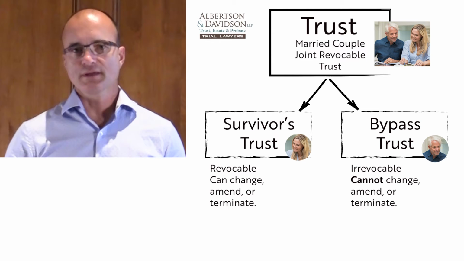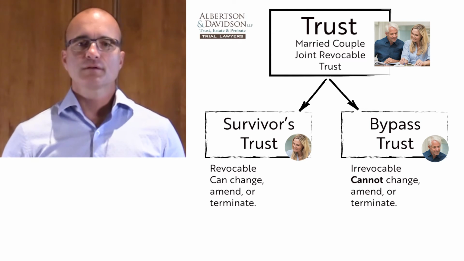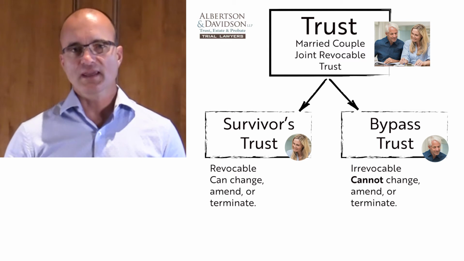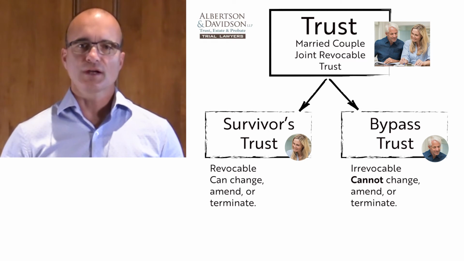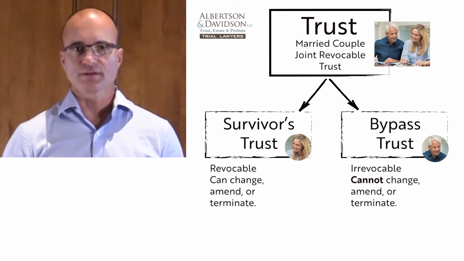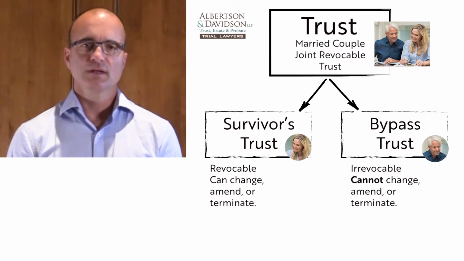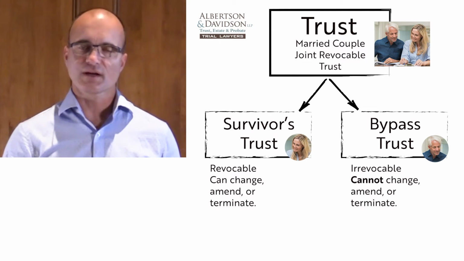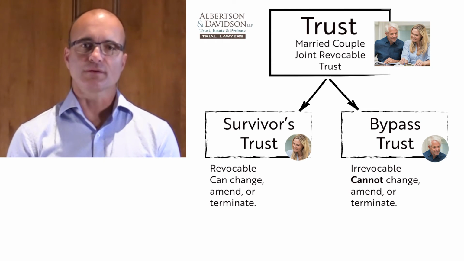They can receive income and principal distributions to the extent that they need it for their health, support, maintenance, those sorts of things. But what they can't do is amend it, usually, in order to change the ultimate beneficiaries. So if the bypass trust is supposed to go to the children, then that's kind of locked in once the first spouse dies. And that's the difference between a bypass trust and a survivor's trust. A survivor's trust can be changed and amended by the surviving spouse.